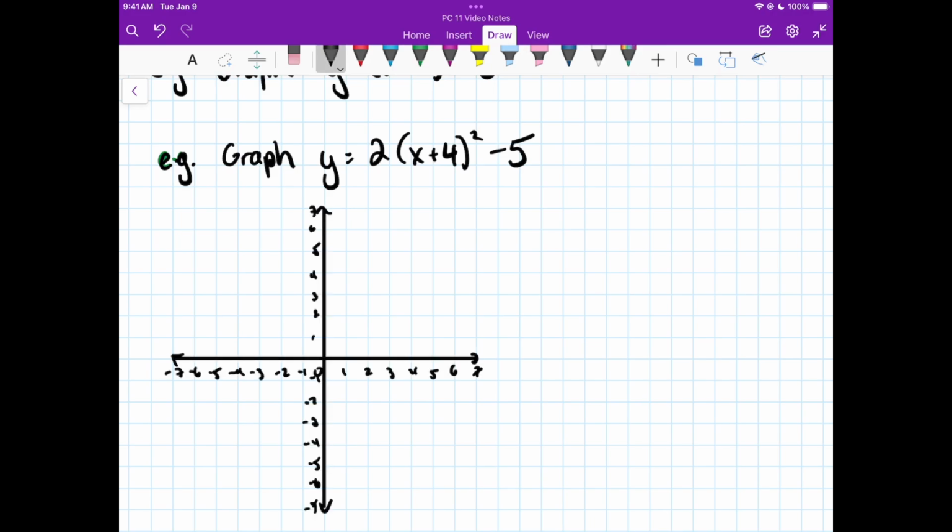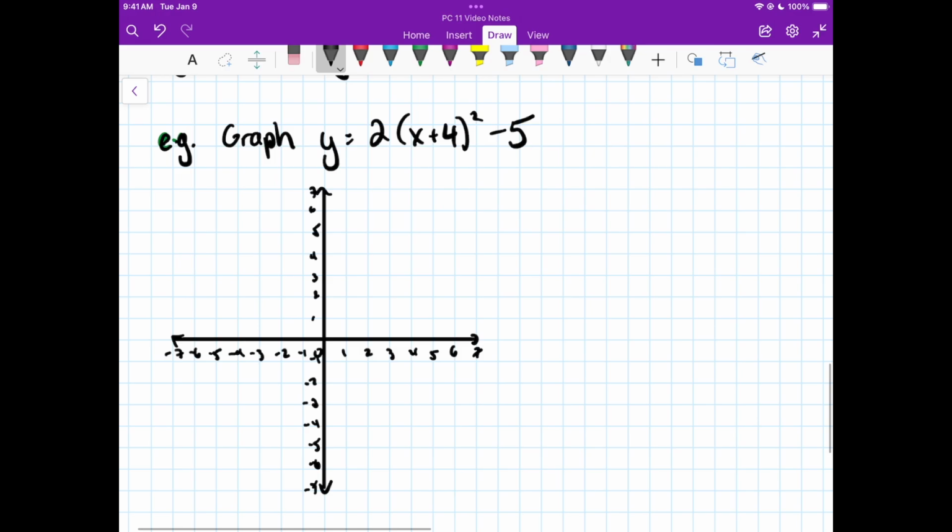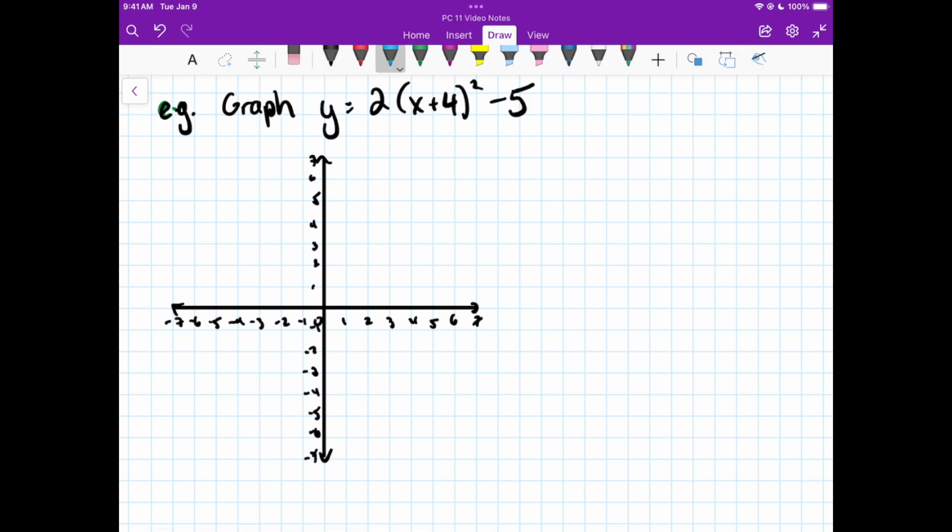All right. So when the A value isn't 1, like it is here, we're going to use the same pattern, but we're going to have to make a few changes. So first things first, remember that A doesn't affect the vertex. So our vertex here is still going to be at PQ, which is -4, -5. So this is our vertex right there.